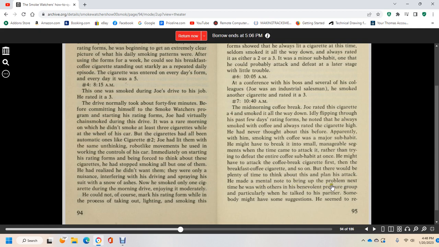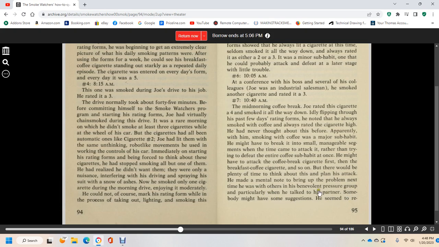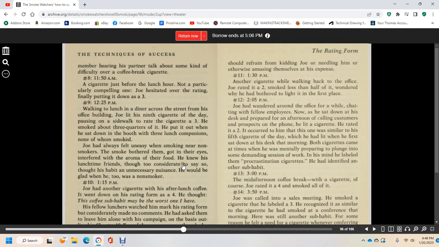He was in a benevolent pressure group, particularly when he talked to a partner. Somebody might have some suggestion. He seemed to remember hearing a partner talk about some kind of difficulty over a coffee break cigarette.